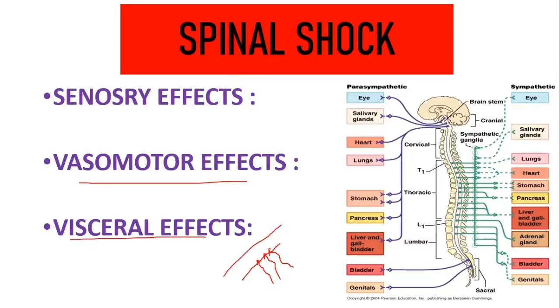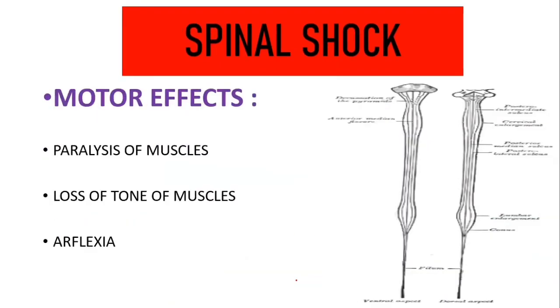Again, I told you, it supplies many structures, right? It supplies the bladder. You all would have studied the nervous supply, right? So if this particular sympathetic supply is stopped, there's going to be urinary retention. It is going to supply even the rectum. From your sacral segments, you can have even the rectum being supplied. So that is going to cause constipation. So these are some visceral effects. So what happens with the bladder? What happens with the rectum? So what are the things that we saw?